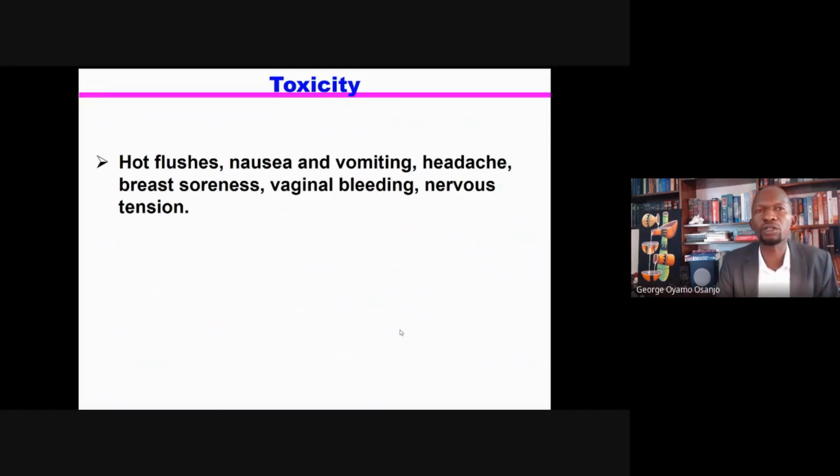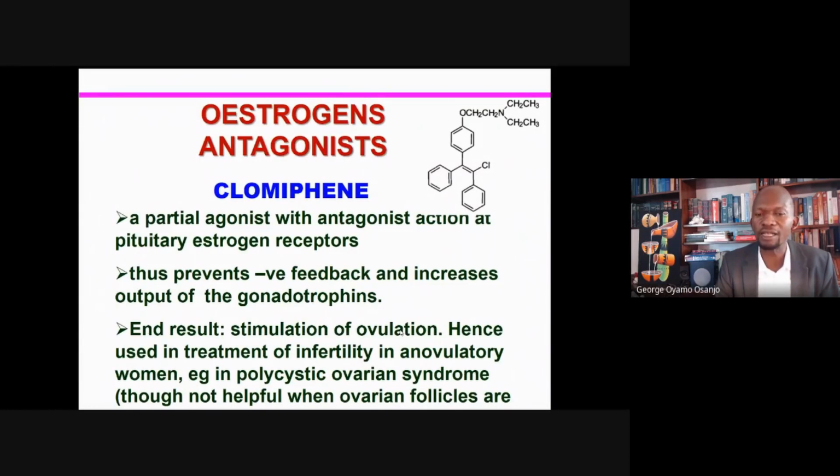So the other category of the anti-estrogens are estrogen antagonists. The main example here is clomiphene, which again is a popular drug. Clomiphene has antagonist action at the estrogen receptors in the pituitary. That inhibition of the pituitary estrogen receptors prevents the negative feedback effect and increases the output of the gonadotropins. So the gonadotropins, as we saw last time, FSH and LH, increase when clomiphene is given.